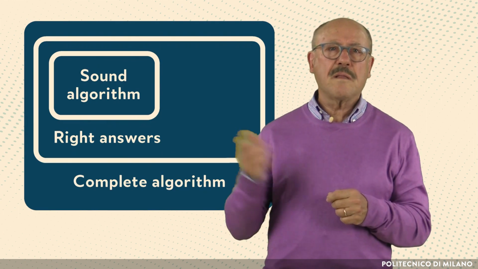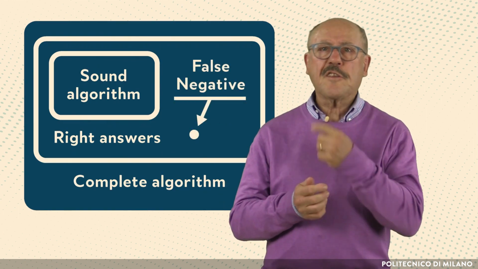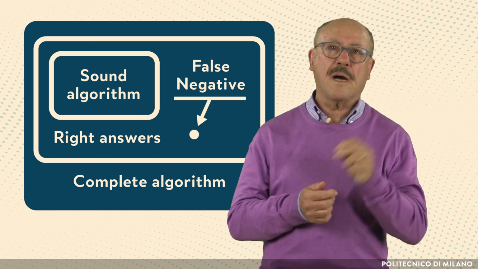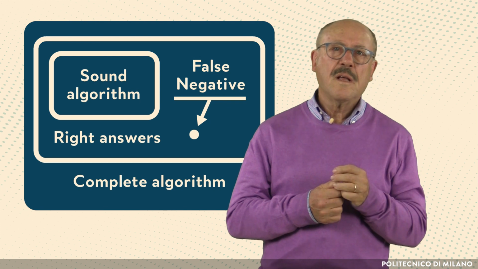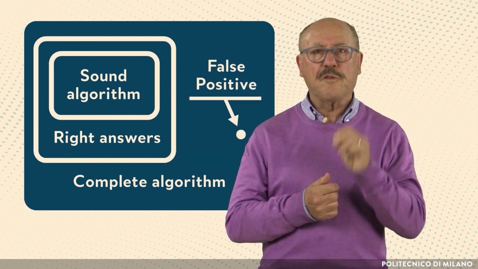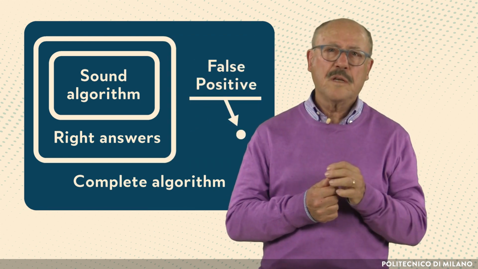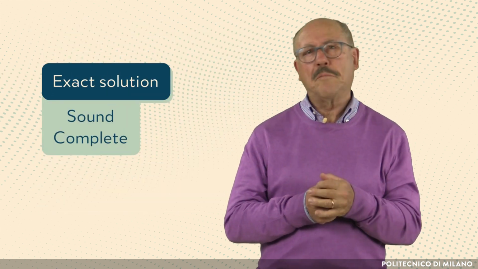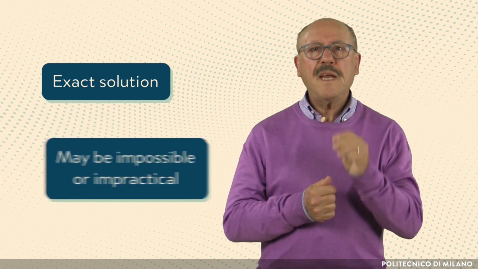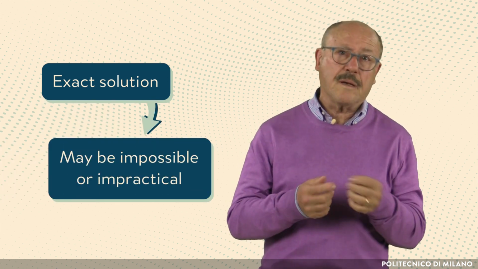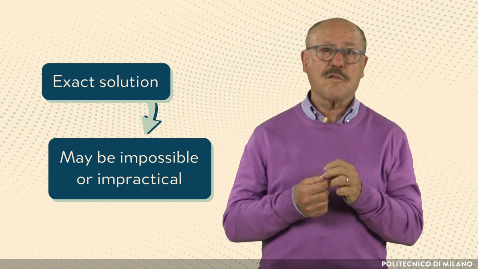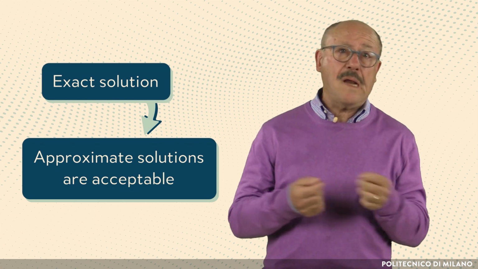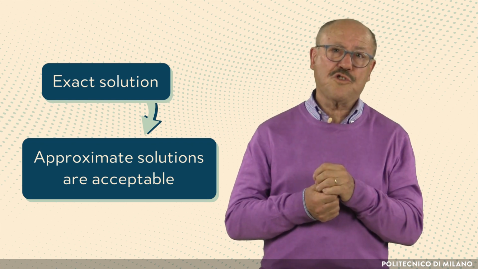This can be described by this figure. A false negative is a right answer that is not recognized as such by the algorithm. Likewise, a false positive is an answer provided by an algorithm that turns out to be wrong. An exact solution is both sound and complete. However, in many cases it may be impossible or impractical to find an exact solution. We need to accept, and we may be perfectly happy with, approximate solutions.